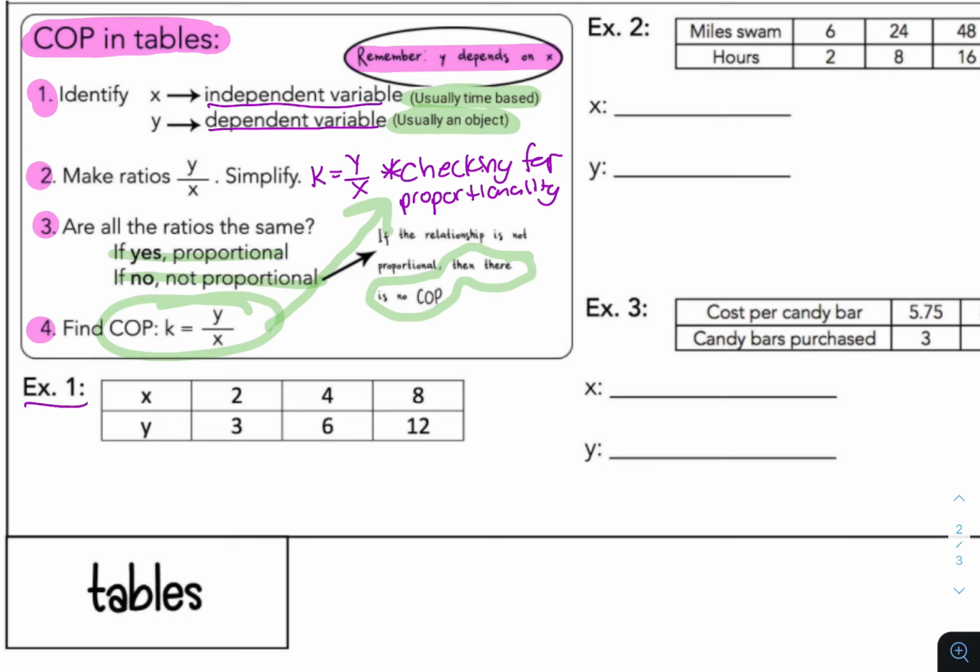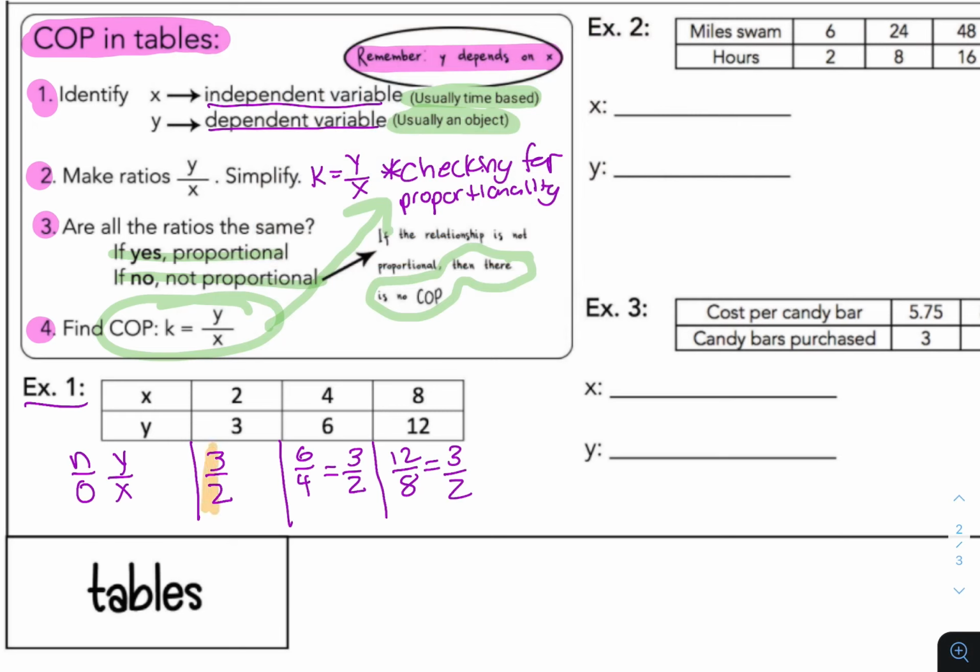Example number 1, like we did in class yesterday, extend your table. Here we're going to check our ratios. We're used to doing new over old, which is the same as y over x, which is the same as the dependent variable over the independent variable. In this case, it would be 3 over 2. The next set would be 6 over 4, which simplifies to 3 over 2. And the next set would be 12 over 8, which simplifies to 3 over 2.